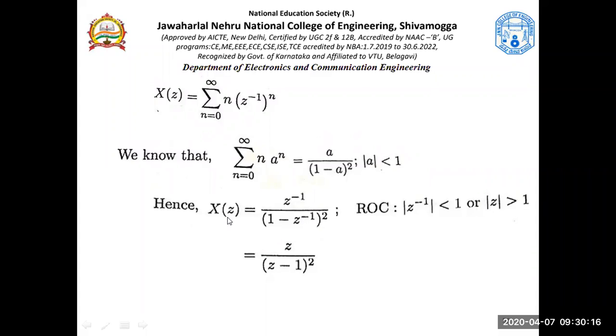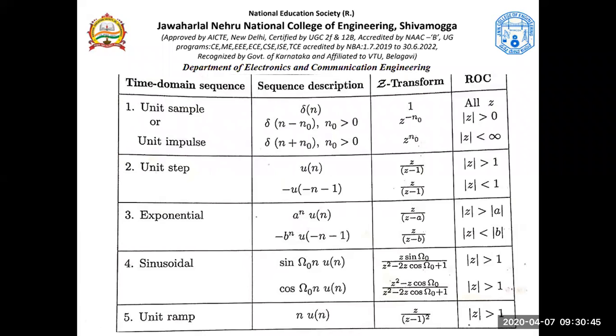Again, I'm telling you, the analysis of ROC is not done at the final step. It needs to be done at the step where the summation is solved, immediately after the summation is solved. That is where you'll be finding out your ROC. Get this point? So this is the z transform of the unit ramp, X of z, with ROC z greater than 1. Understand that? Now, this is what we have seen so far.